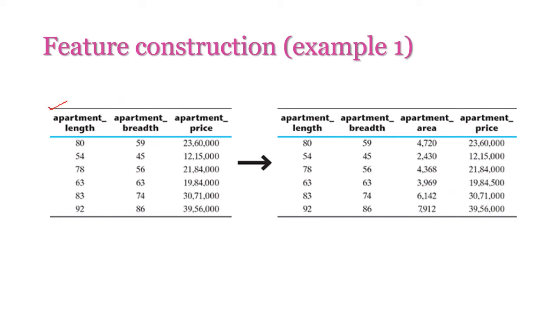So this is the real estate data set. It has apartment length, apartment breadth and apartment price. From this we are going to create the new feature, that is apartment area, by multiplying these two, length and breadth. So we will get the area. For this area, the price is 23,60,000, if the area is 4,720. So like this, we are going to extract a new feature from the existing features. It's called feature construction.